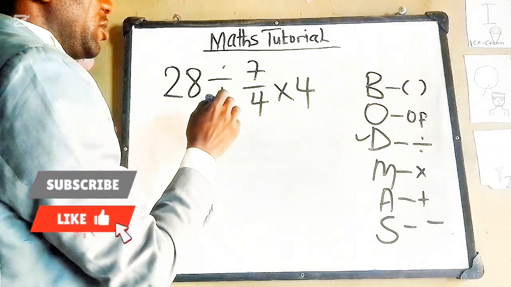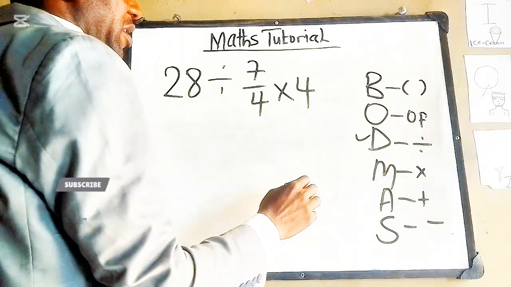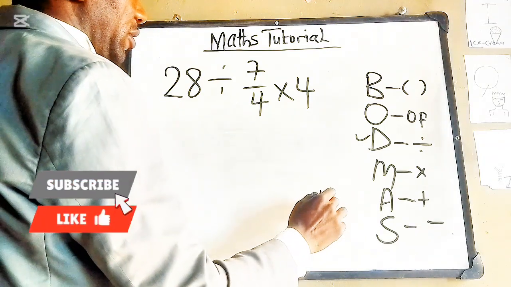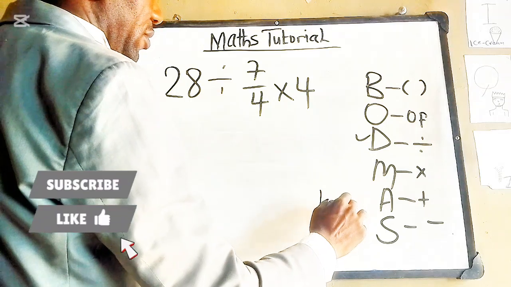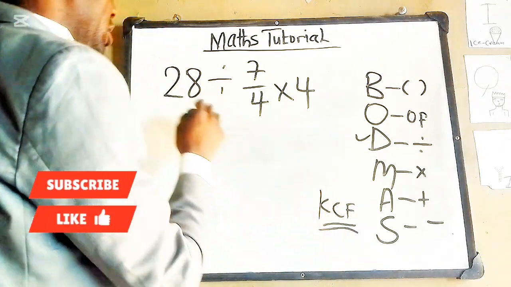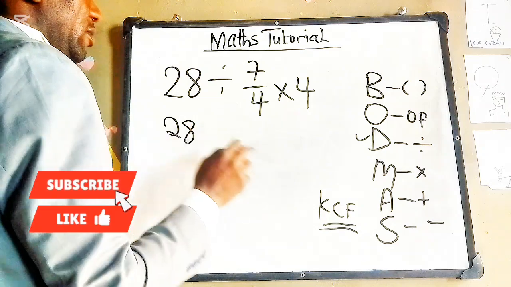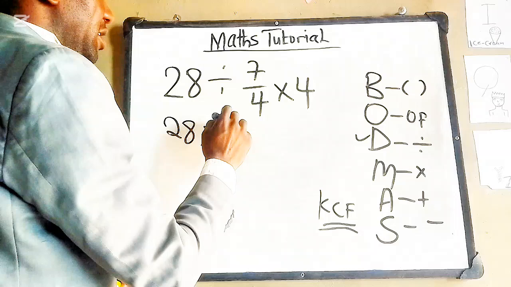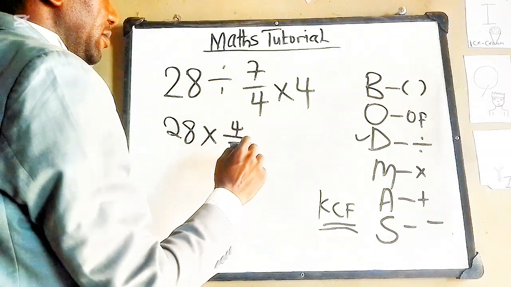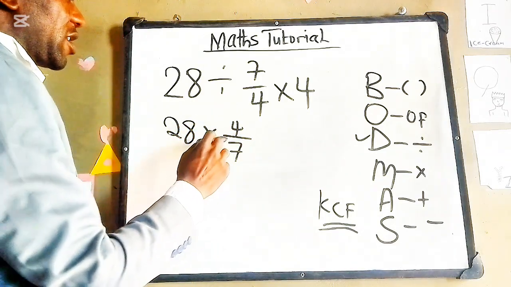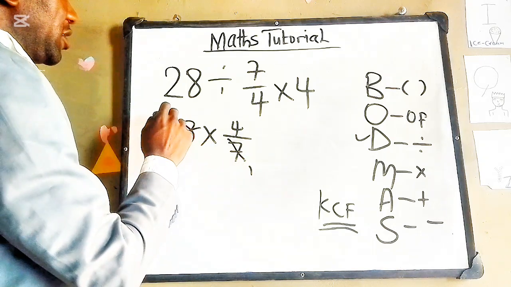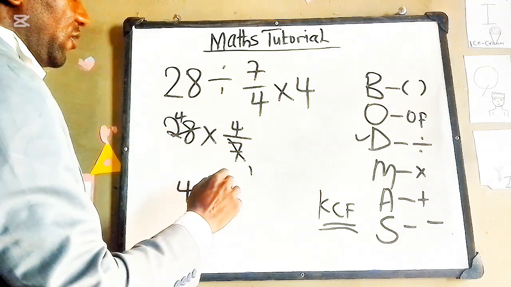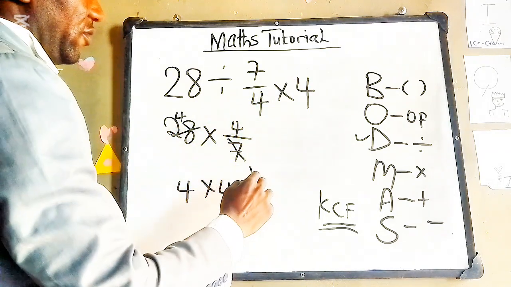So we start with division, and in division, remember that we are going to keep the constant. We use this rule. We keep the constant, which is 28. We change the sign to multiplication, while the fraction will be reversed to 4 over 7. Now in this case, we're going to cancel 7 into 28, 4. So we'll be left with 4 times 4 times 4.